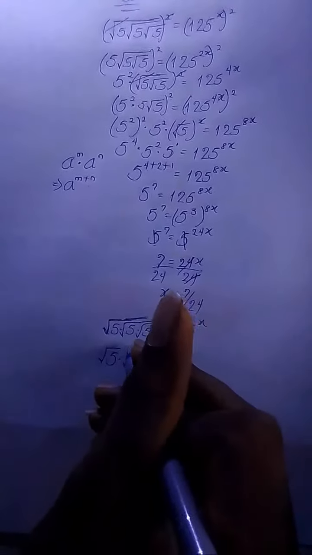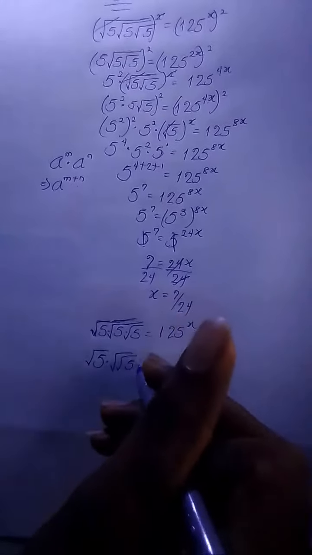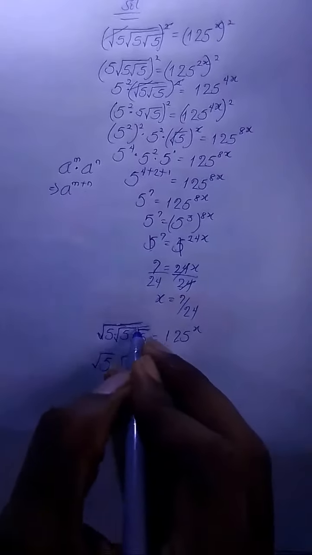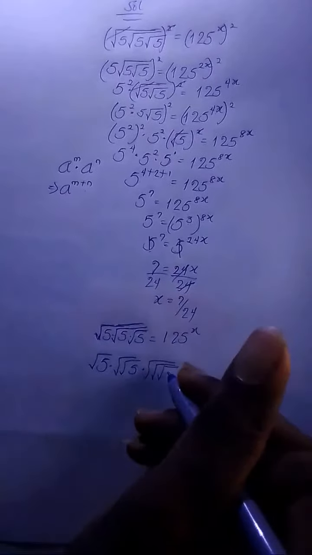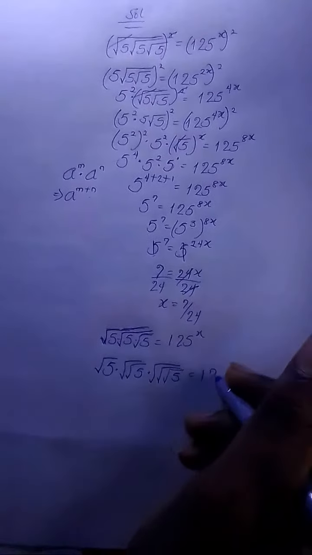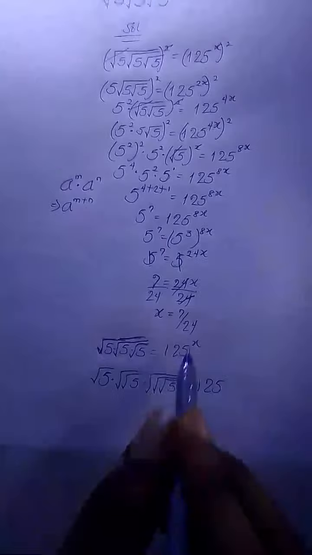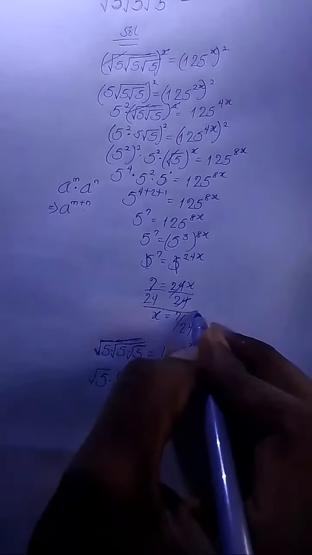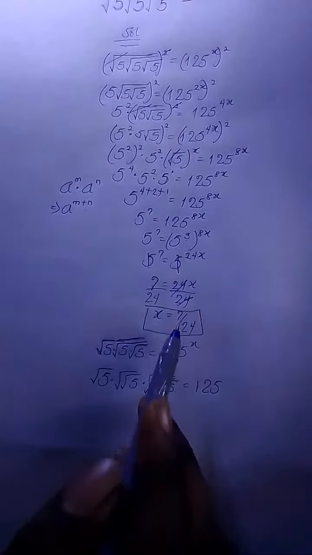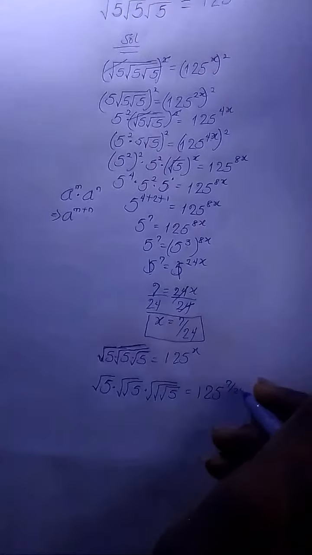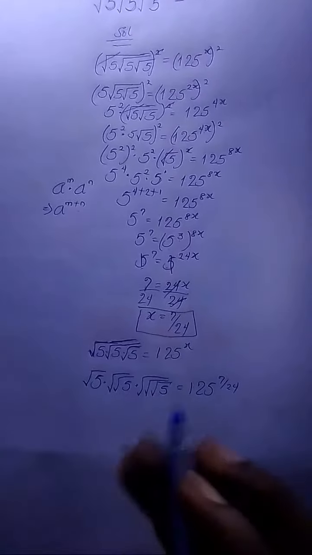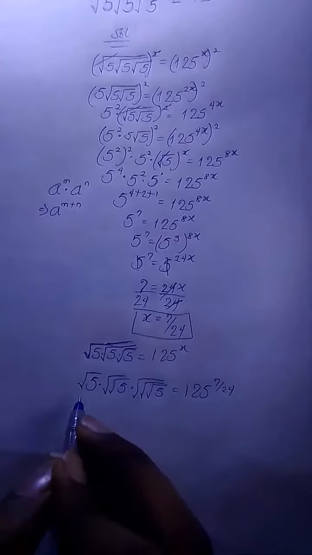So we have 2 square roots, multiply by the last 5, here we have 3 square roots, multiply by the 3, right, square root 5 equals 125 raised to the power of x. Remember, x here is 7 over 24, right? So raised to the power of 7 over 24, right? So from here we have 5.